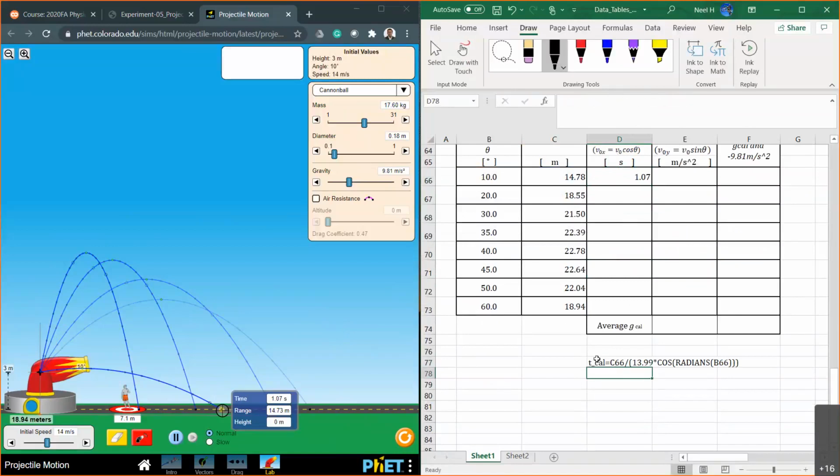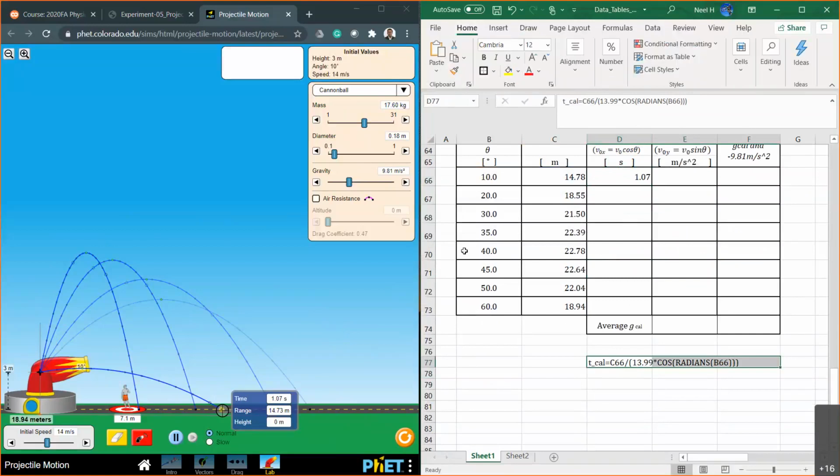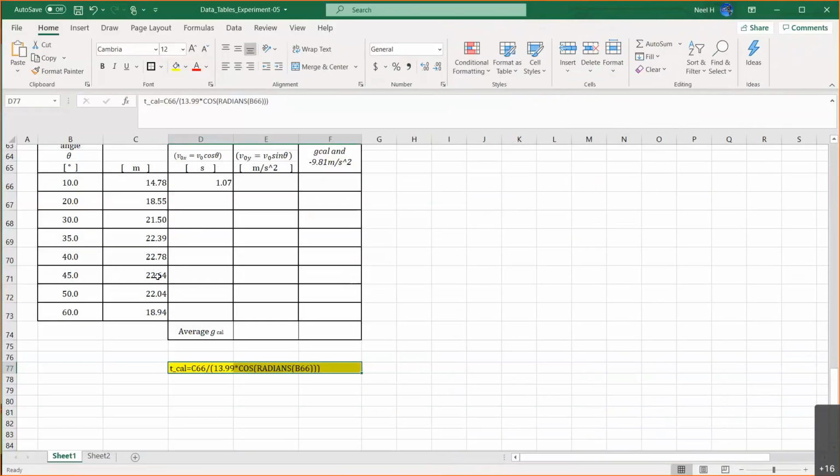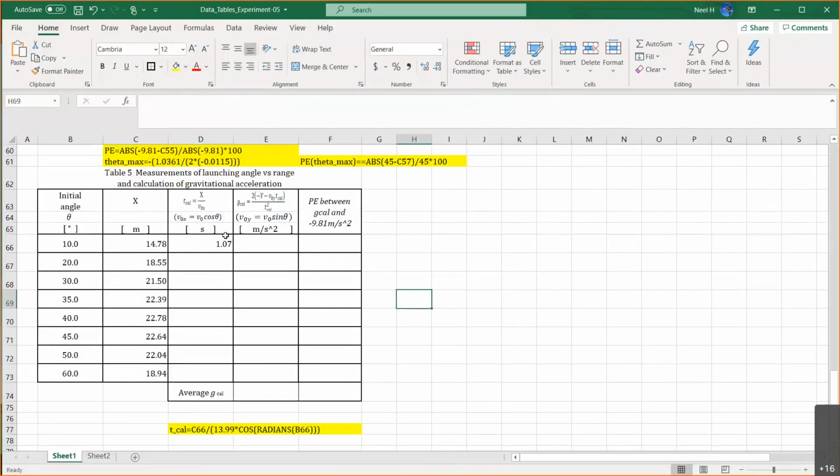Okay, so that's the tcal function for table number 5. Let's continue this table. Click back on the same cell D66, then click and drag. Then you can calculate the time. You can see as the angle increases, the projectile's time in the air increases. However, the range decreases, right? Because it goes higher and higher on the Y axis.